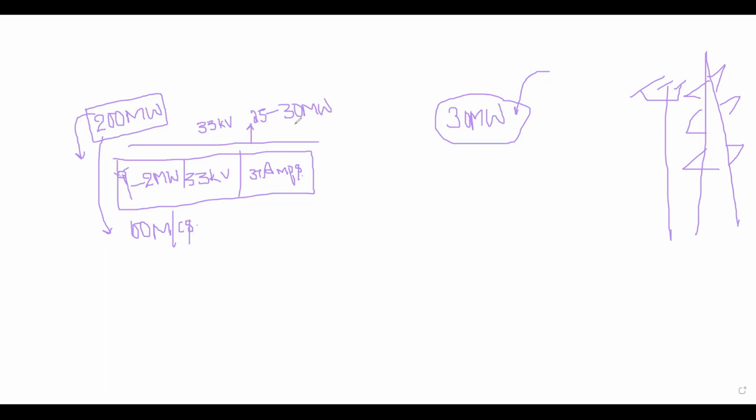So in our case, for 200 megawatt, let's assume we allow 20 megawatt on each line. For example, each line can withstand 20 megawatt of power. So now, how is it?